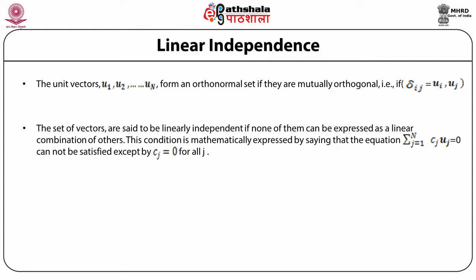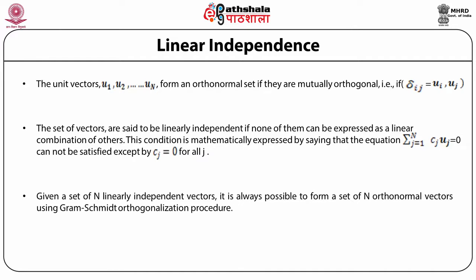Thus, what this condition means is that unless and until all the coefficients going from 1 to n go to 0, the above condition is not satisfied. Then such a combination of vectors is said to be linearly independent. Further, given a set of n linearly independent vectors, it is always possible to form a set of n orthonormal vectors, which can be done by using the Gram-Schmidt orthogonalization procedure.